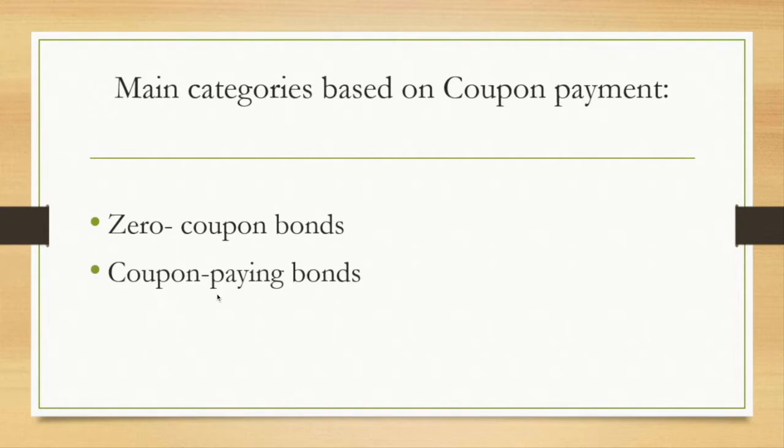Then for the coupon paying bonds, the fixed coupon payment is made every single year, or if it's semi-annually, it's made every 6 months until the bond matures. So that's the difference, just as simple as that. Zero coupon bonds do not pay any coupons, but the coupon paying bonds pay coupons. From our definitions, coupons are basically the fixed recurring payments given to investors or bondholders throughout the life of the bond.